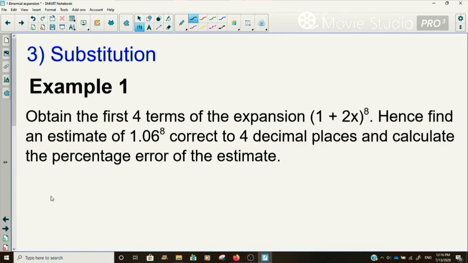In example 1, we need to obtain the first 4 terms in the expansion of 1 plus 2x to the power of 8, and then work out an estimate for 1.06 to the power of 8. Then we're going to calculate the percentage error in our estimate. Now normally we could use the CAB method, and you've done that many times now, but I'm going to show you the other formula which we use when there is a 1 in one of the terms in the function. Okay, so I'm going to start off by writing down this other formula.